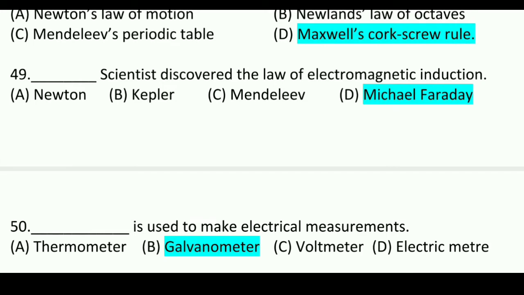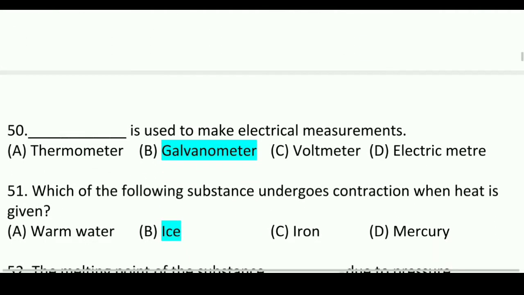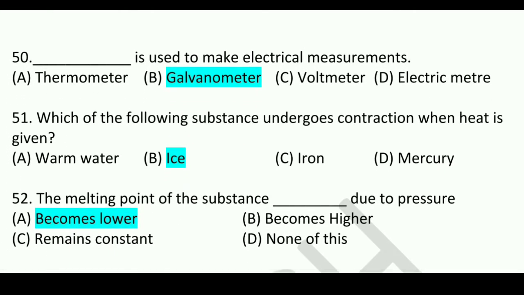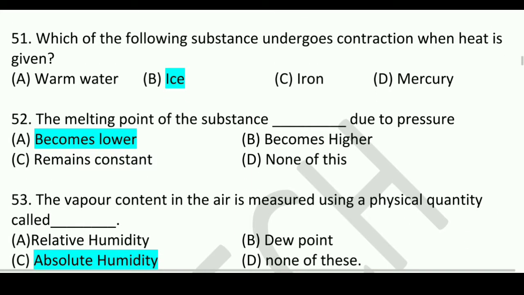Next question. Dash scientist discovered the law of electromagnetic induction. Yes, you are correct, children. Answer is Michael Faraday. Dash is used to make electrical measurements. Answer is galvanometer. Which of the following substances undergo contraction when heat is given? Yes, correct answer is ice.